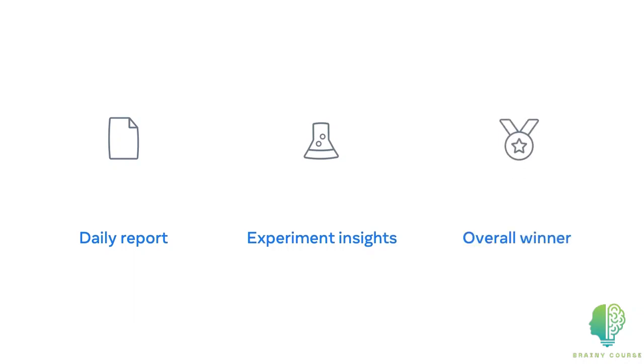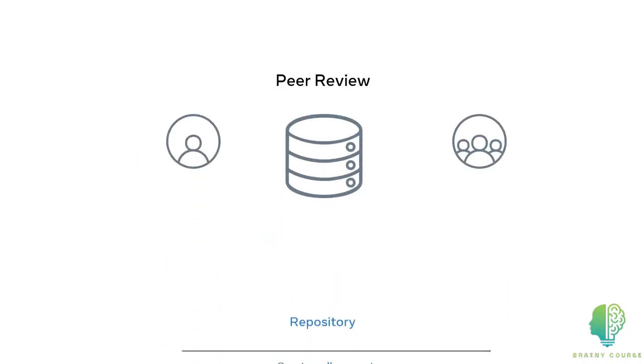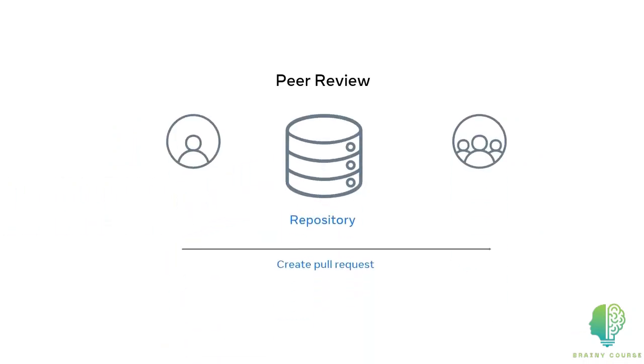A daily report is generated that ranks the effectiveness of each experiment. The reports will give insights into how each experiment is doing. They will then provide the results of which experiment is the most successful and overall winner. After all the code changes, the developer will push their changes to the repository and create something called a pull request. Developers will then peer review the pull request to approve, request changes, or decline.